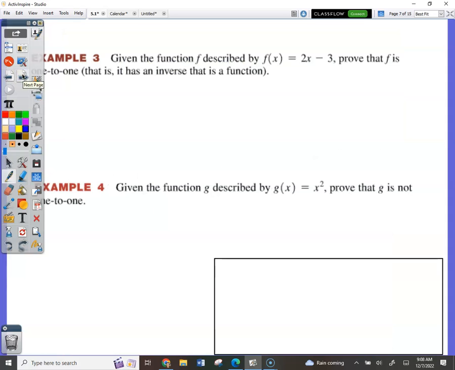Okay? I know that doesn't interest you. Let's practice it in the algebra so you can see what you have to know.